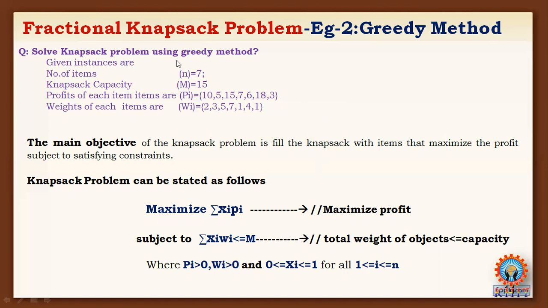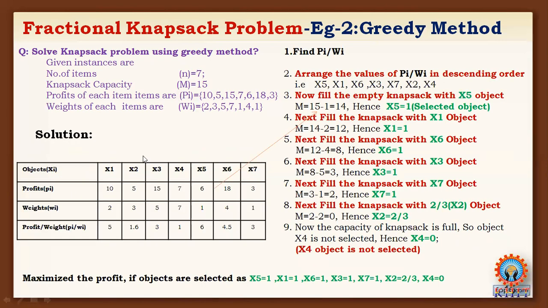Friends, whenever you want to solve the knapsack problem using the greedy method, the first step is to write the formulas. The next step is to compute the value of Pi by Wi, that is, calculate the profit by weight of each item. Once that is computed, the profit by weight of all 7 items is computed here.